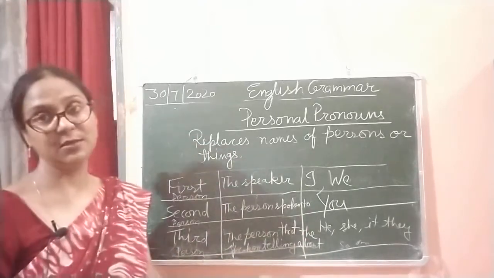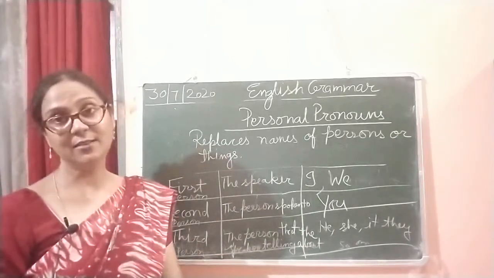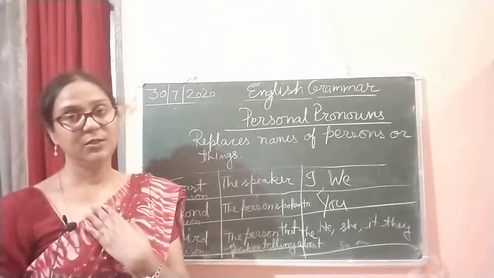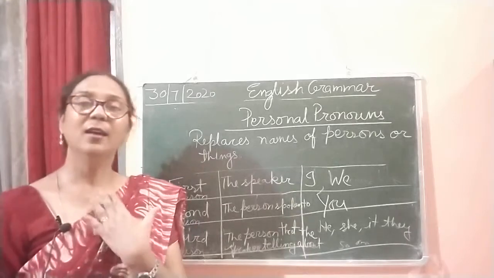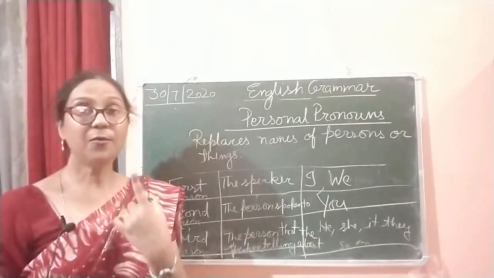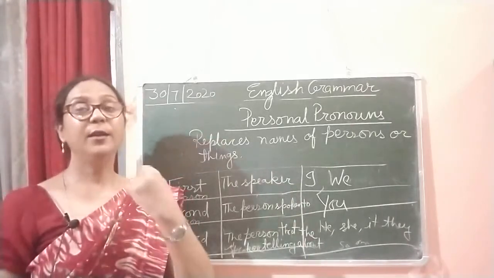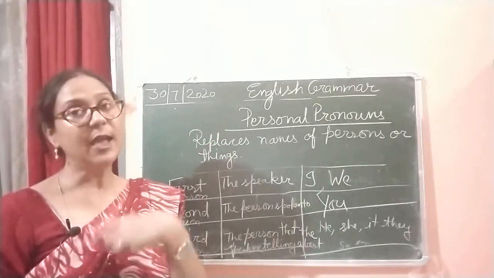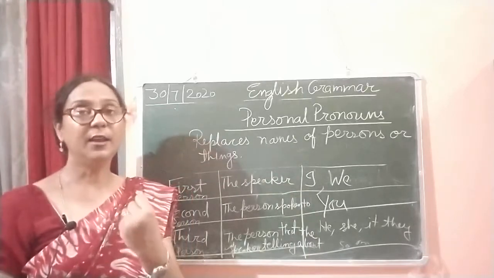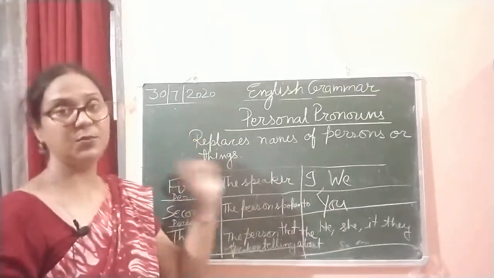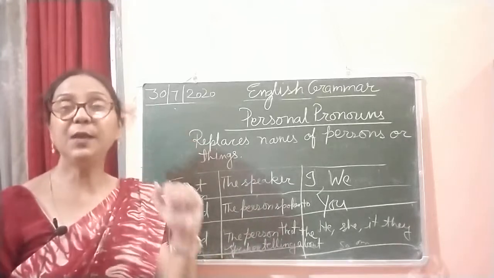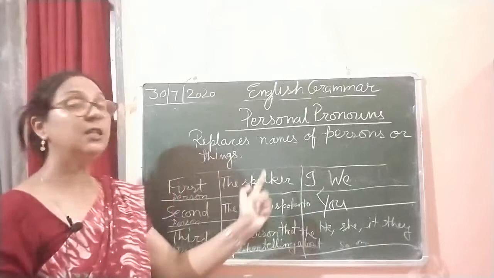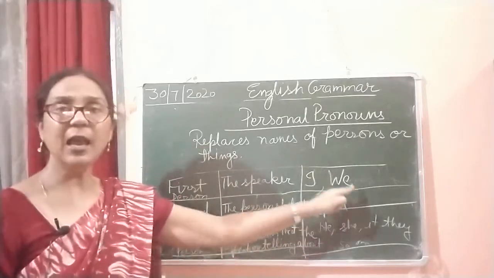What is first person? The speaker of the sentence is called first person. If I am teaching, this "I" is first person. If we are studying, we are learning. As a student you can say "we are learning." So "we" here is first person, because you are the speaker of the sentence. That is why the first person, the speaker of the sentence, uses I and we.